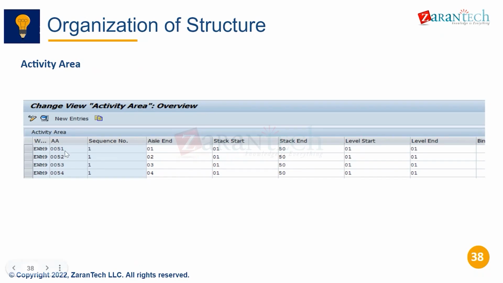You can see this activity area for this sequence. Based on this sequence only, the system will automatically determine where the stock should start to be stored in the warehouse, or from where it should be picked. So based on the activity and the sequence, you can see here the activity area and the sequence aisle stacks. Similarly, you'll have different sequences for activity areas.